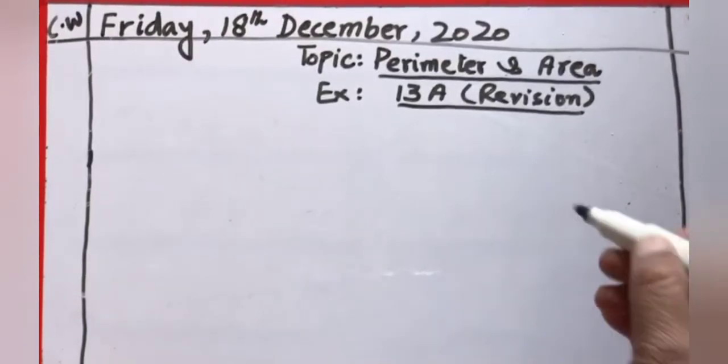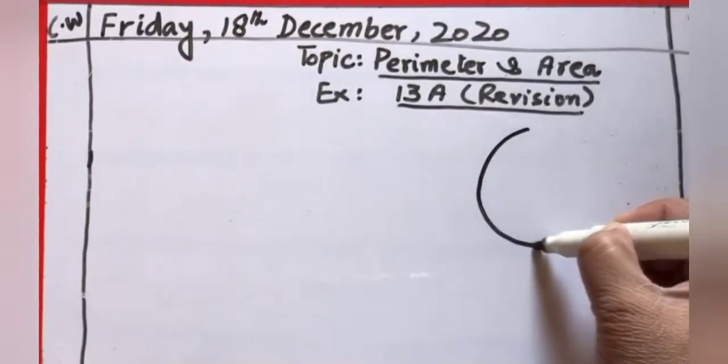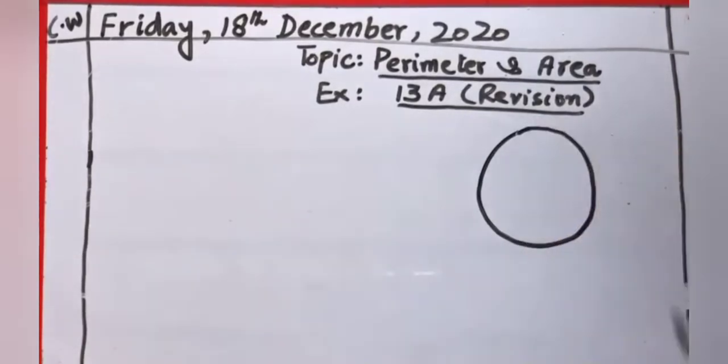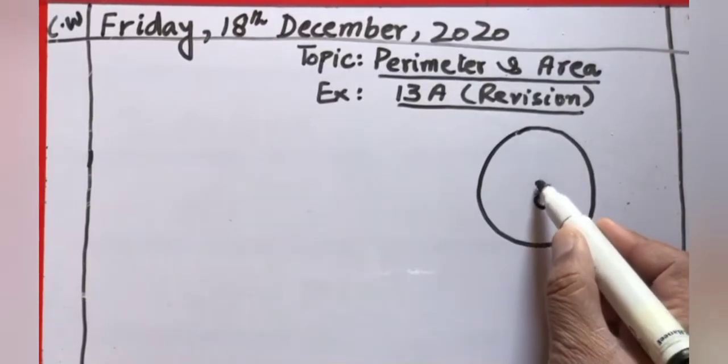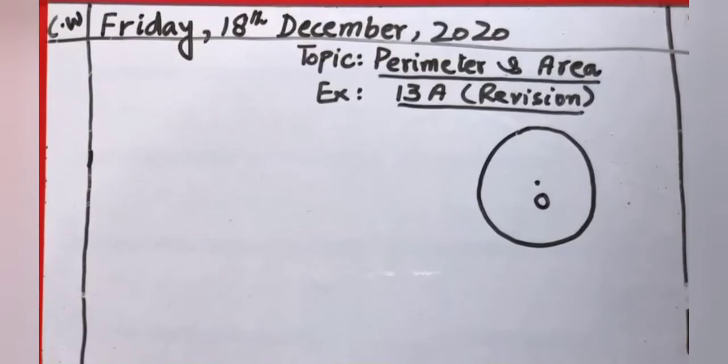As you know, circle is a... here you can see a circle in which the point O is its center. Today we are going to discuss about the diameter of a circle, radius of a circle, and the circumference of a circle and the area of a circle. Because in this exercise we will find the diameter of circle, radius of a circle, circumference of a circle, and the area of a circle.